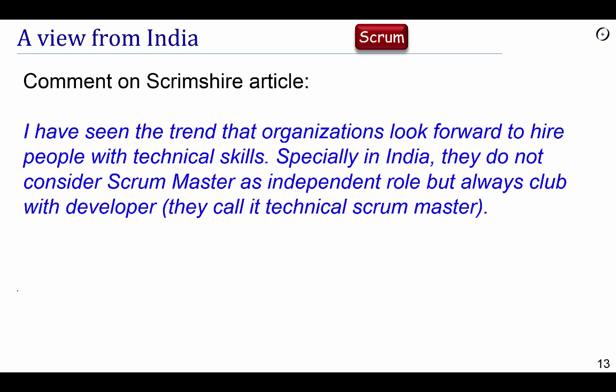I was interested here to see as a comment on a forum, the precise reference is in the bibliography, this comment from a reader from India saying, I've seen the trends that organizations in India look forward to hire people with technical skills, not just methodological, but actual technical programming skills. Especially in India, they do not consider Scrum Master as an independent role, but always club, that is to say, combine it with the developer role. They call it technical Scrum Master.